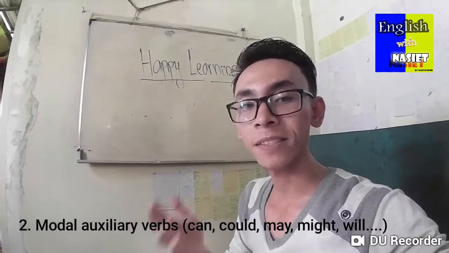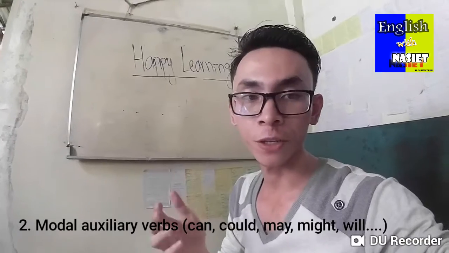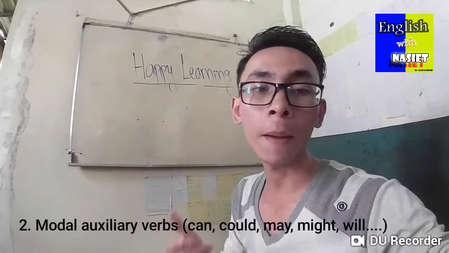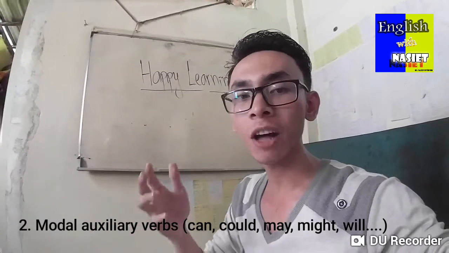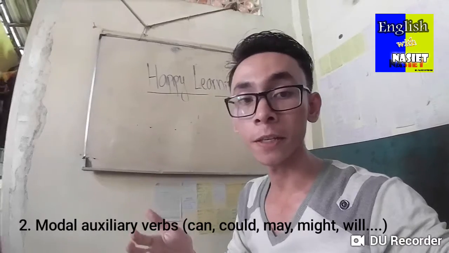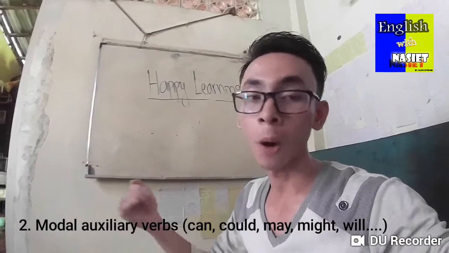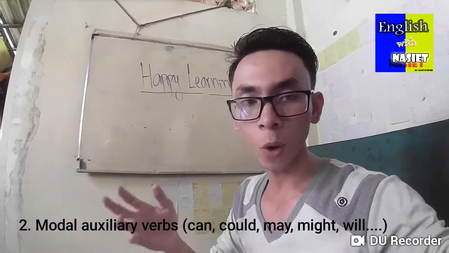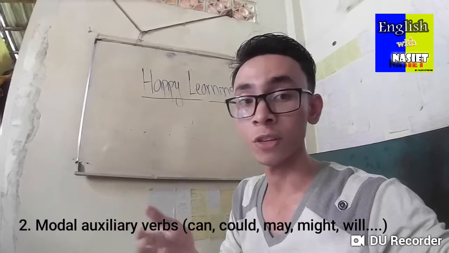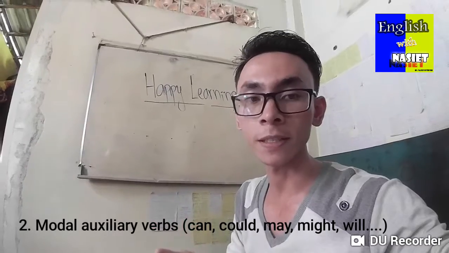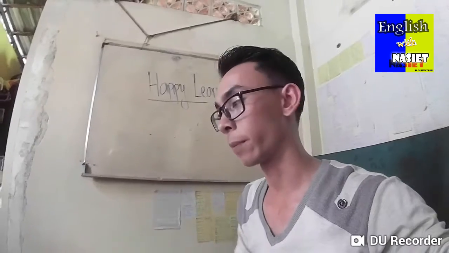Apart from that, let's take a quick look at modal auxiliary verbs, shall we? Modal auxiliary verbs such as can, could, may, might, will, would, must, shall, and etc. They are used to express certainty, possibility, necessity, advice, refusals, and many more. You know what? They cannot be confused with primary auxiliary verbs, which are used to express the voice, the tenses, and mood.